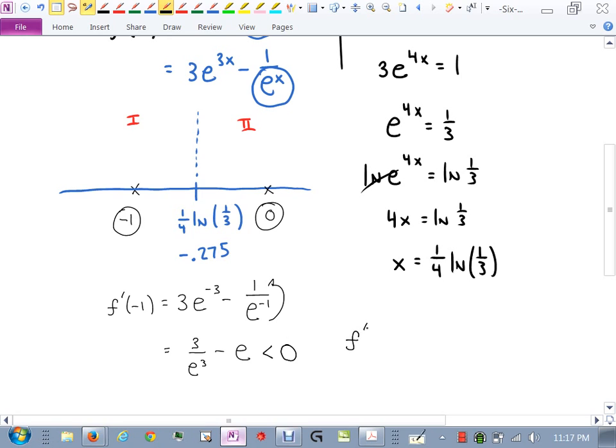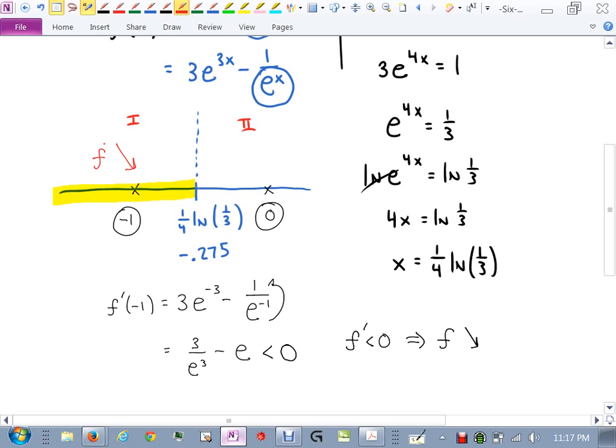The derivative over there is less than 0, which means that the original function is decreasing over there. So I know that over here to the left, I'm decreasing my original function. So I'll go ahead and put that down. F is decreasing over there.